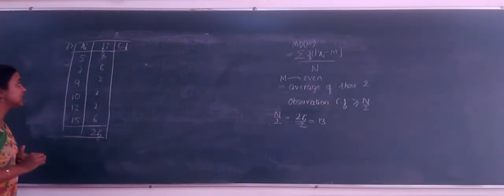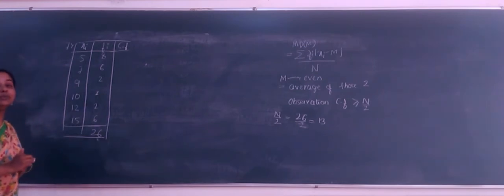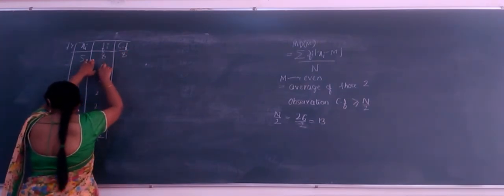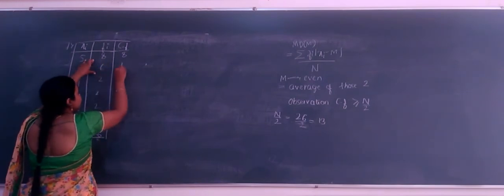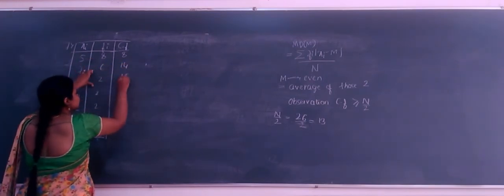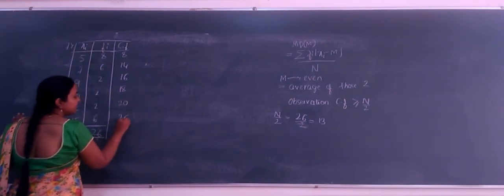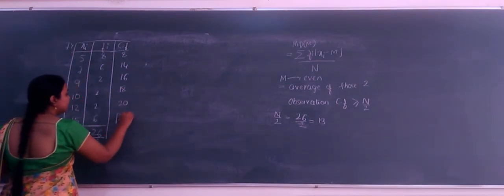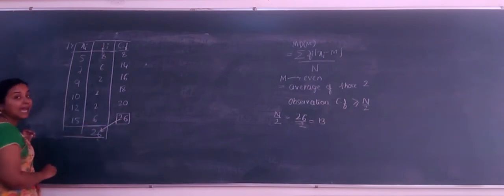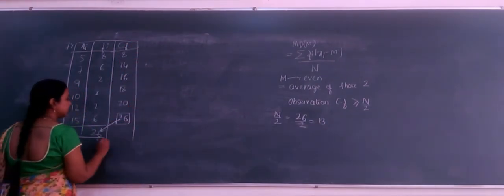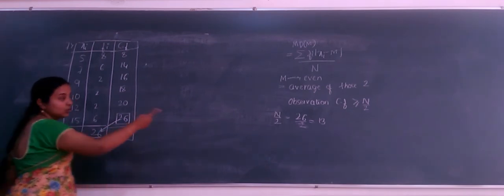Already in my previous class, I have explained you what is cumulative frequency. First, it is 8 plus 6, it will be 14. Next, it will be 16, 18, 20, and finally 26. Always these two values should tally. Okay, so now after this, let us go to that one.